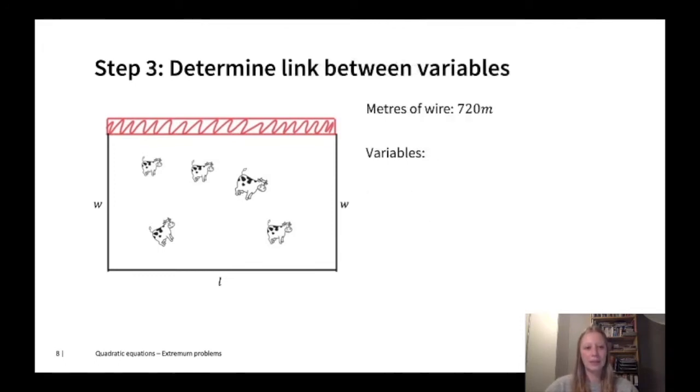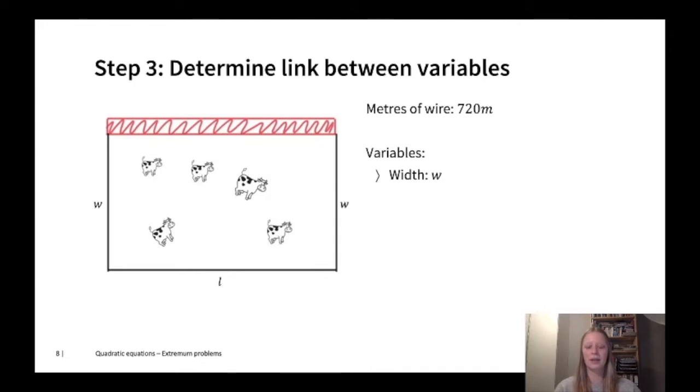Now our third step is to determine the link between variables. We have our two variables, the length and the width. To determine the link between them, we also have to look at all of the other information that we have. In this case, we also know that Laura has bought 720 meters of wire. Now, the goal here is to write one variable in terms of the other. So we're going to leave the width, W, the same, and we're going to change up the length.